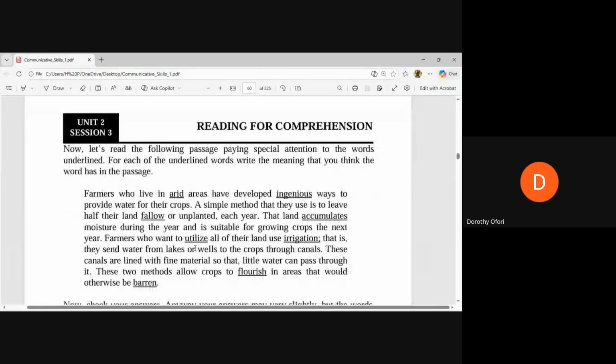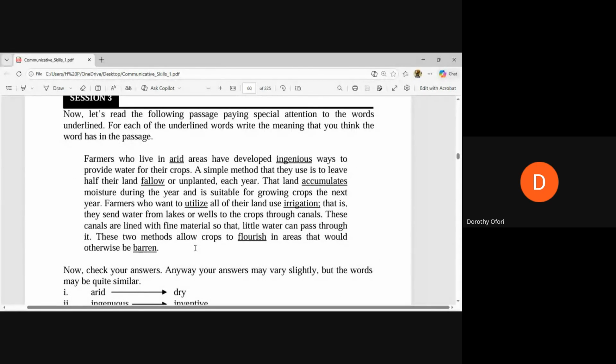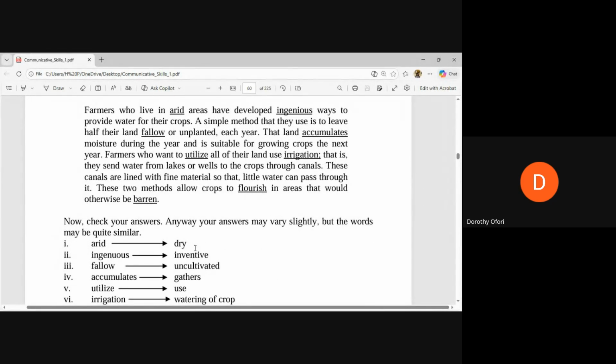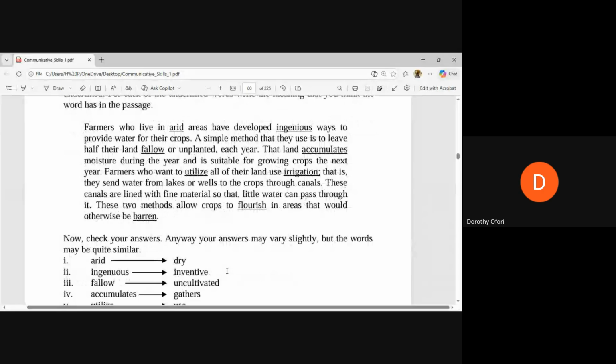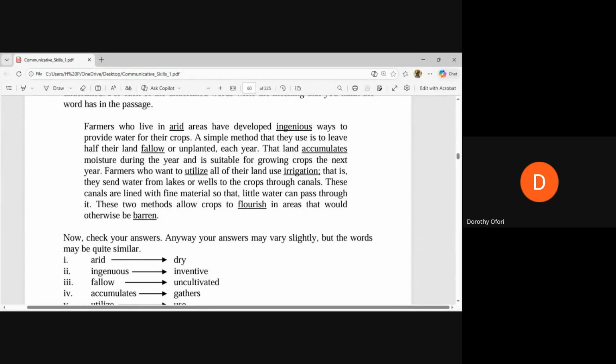Now there is a passage here. It has been answered already. So you can see that when you are reading this, you should have some knowledge there. The knowledge you should have should be about farming. With farming, we know there is irrigation, there is arid, there is ingenious, so these are the words you should follow. If you are looking at flourish and barren, these are the opposite words we are talking about. So these two methods allow us to flourish in areas that would otherwise be barren.